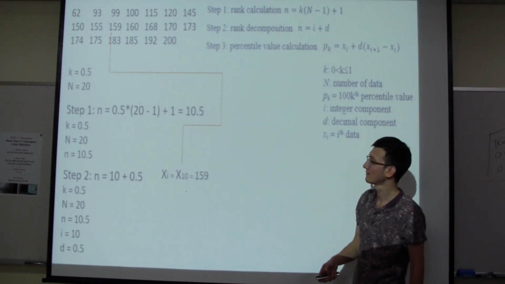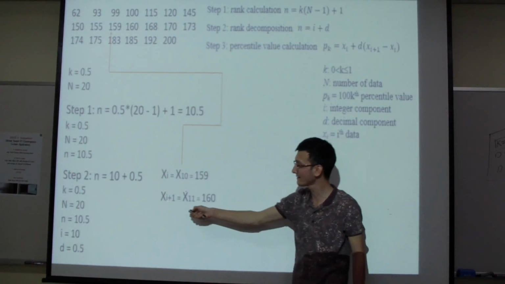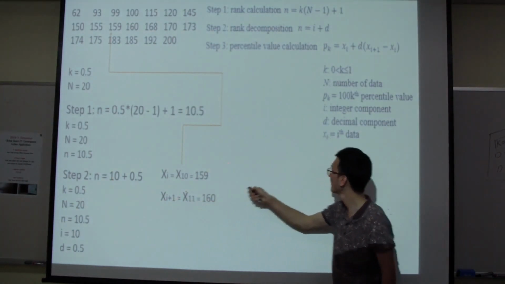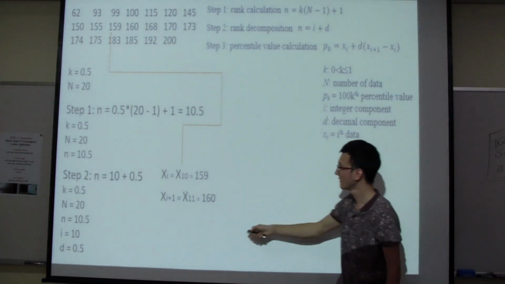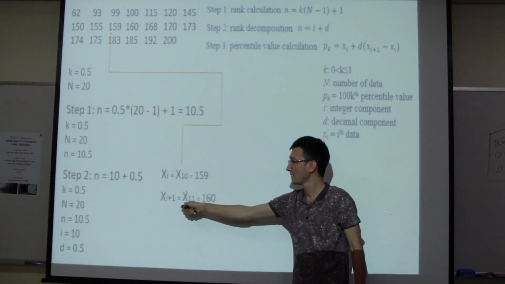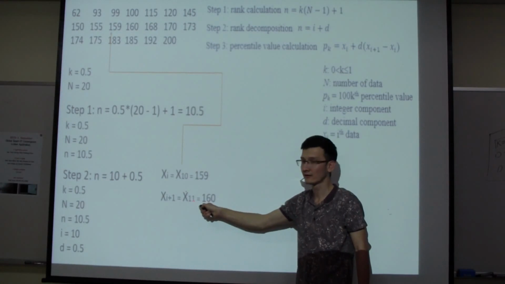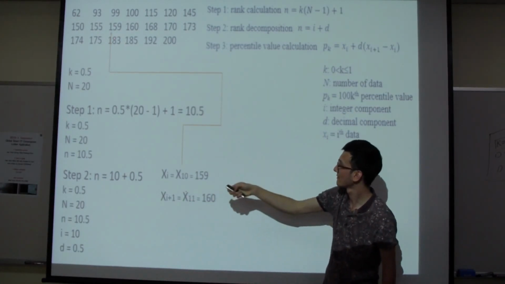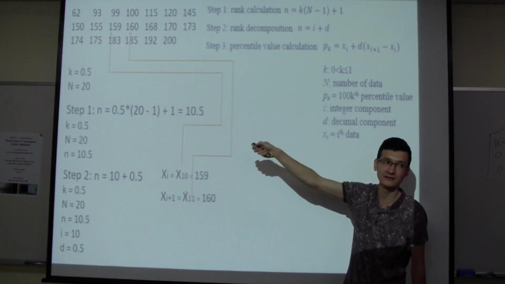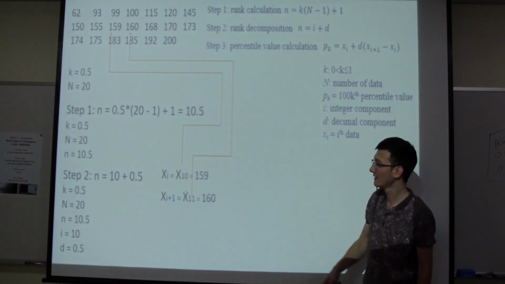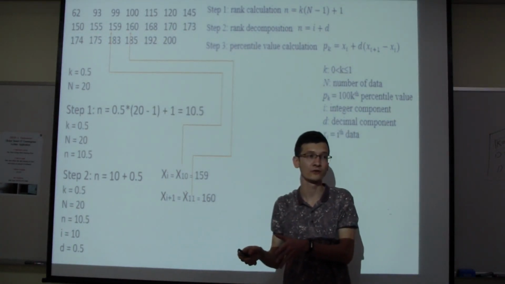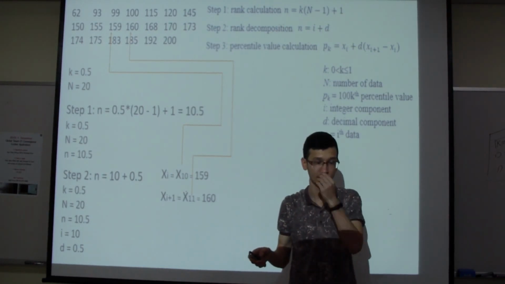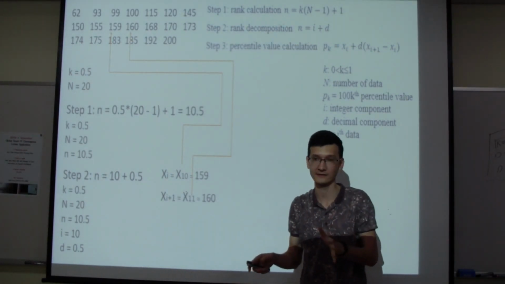Next, we would like to find I plus 1. It means 10 plus 1, 11. The 11th is 160. So, finally, we know all the values.